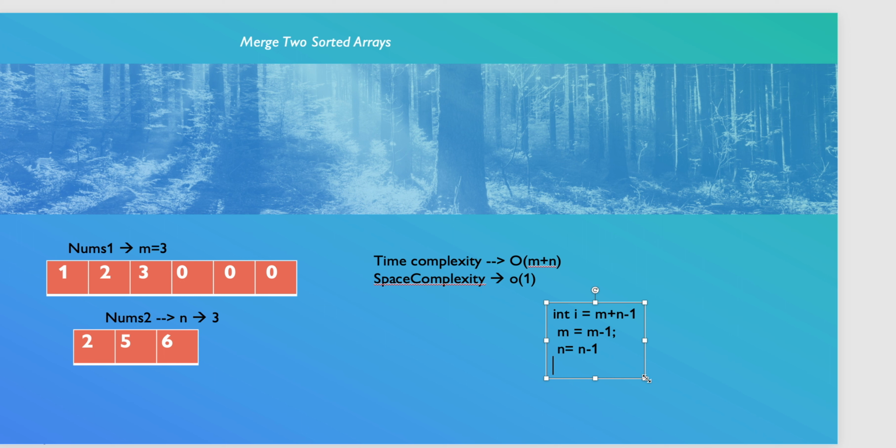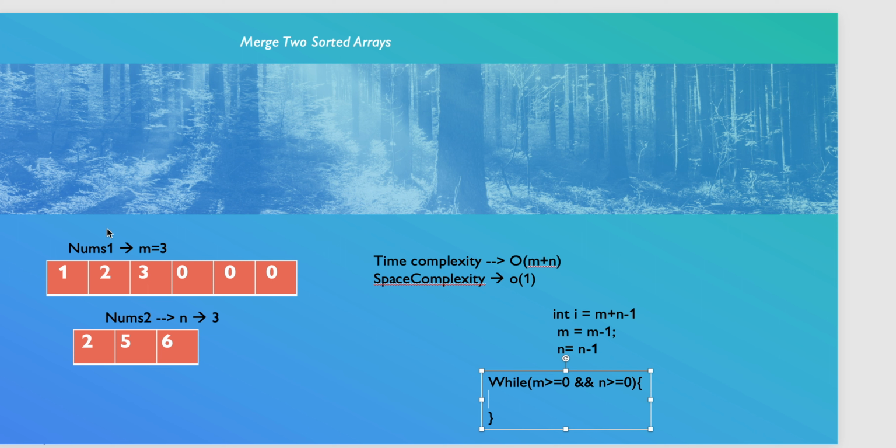Okay, so now we just need to populate the values of nums1 at the ith location in descending order. Like we used to do in the merge algorithm, we'll take a while loop, and we'll continue if the value of m is greater than or equal to 0 and the value of n is greater than or equal to 0. Then we can find the largest among these two values.